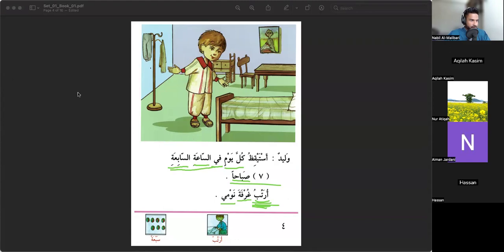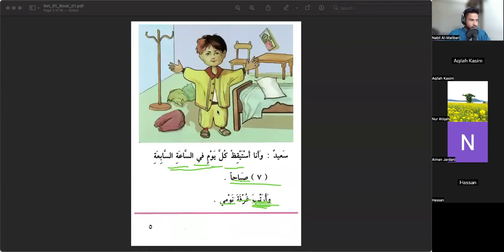Okay, tamam. Next one on the list, sister Junaida. Let me clear the screen first. Now we're talking about Saeed. Wa ana astayqizu kulla yawmin bis-sa'ati as-sabi'ati sabahan wa urattibu ghurfata nawmi. There's a typo over here; it's supposed to be wa urattibu. Again, Saeed, I think he's just copying what his brother says.